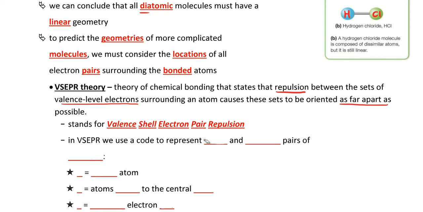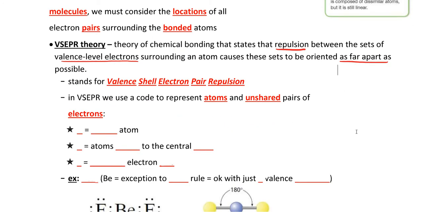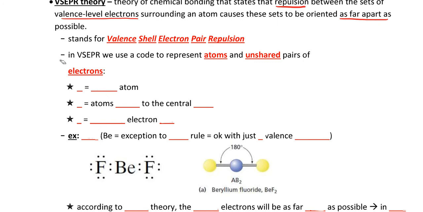So in VSEPR, we use a code to represent atoms and unshared pairs of electrons. So in VSEPR theory, there's a particular code that we use, and there's a small amount of things you have to memorize, and this code will help you to predict the geometry of different molecules.